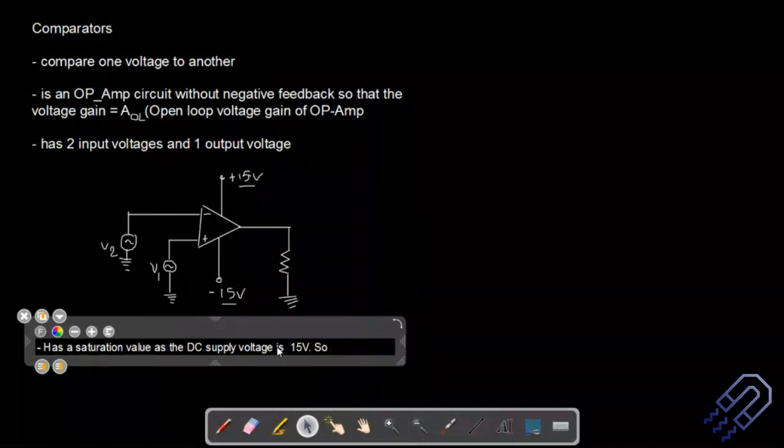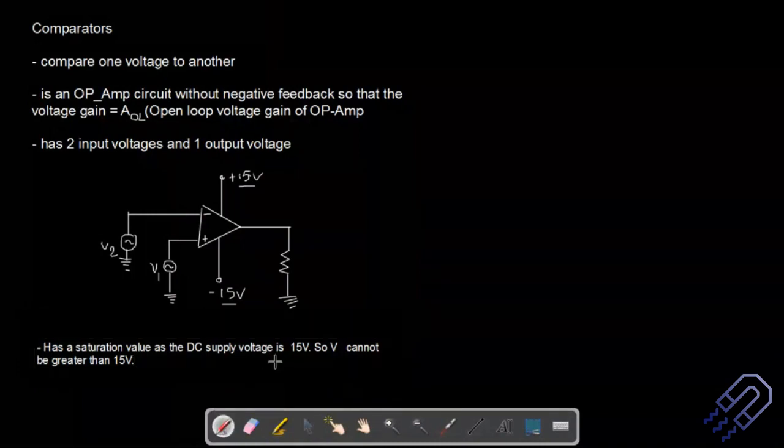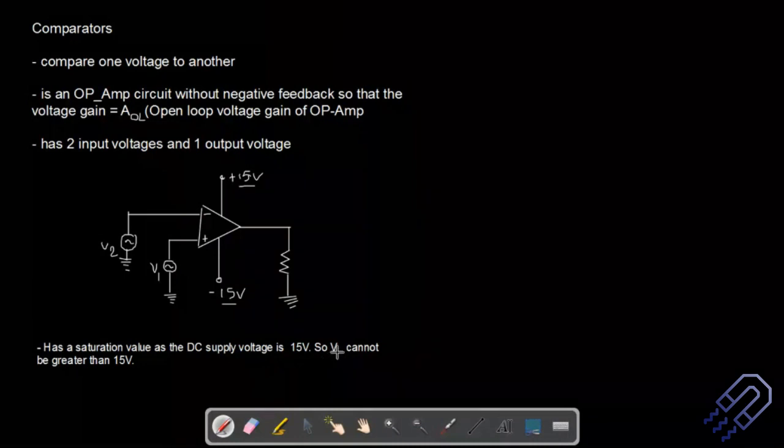In saturation, it means that this V_out cannot be greater than 15. The saturation value cannot be greater than 15 volts, and that is important to understand here. Just mark this out here. The saturation voltage is 15 volts, and that means V_out cannot be greater than this 15 volts. That's something we need to consider in this case.